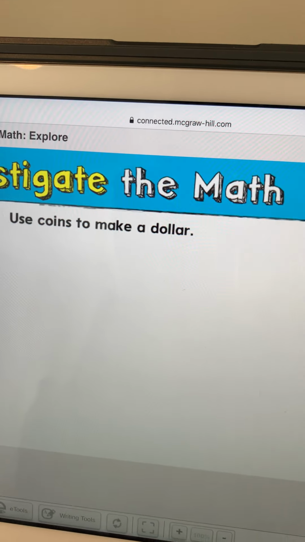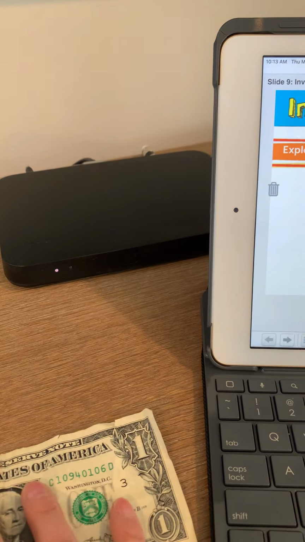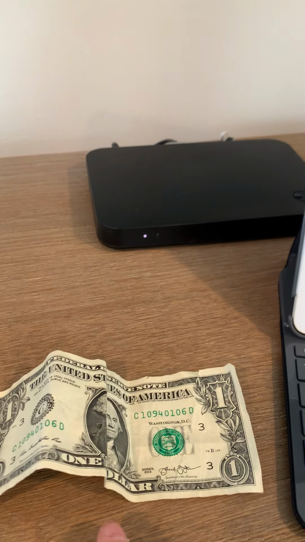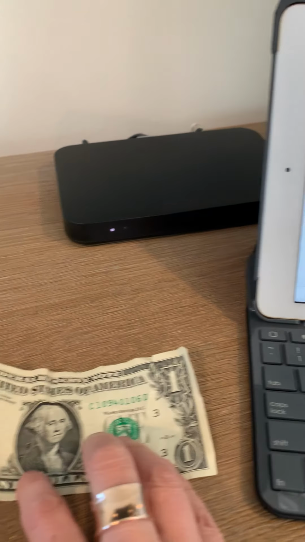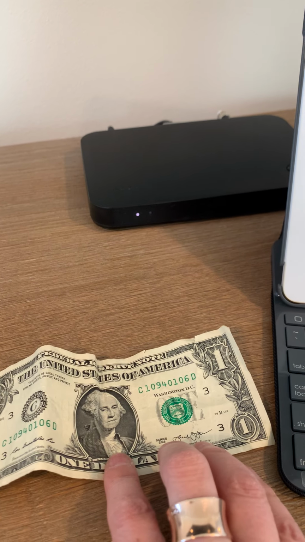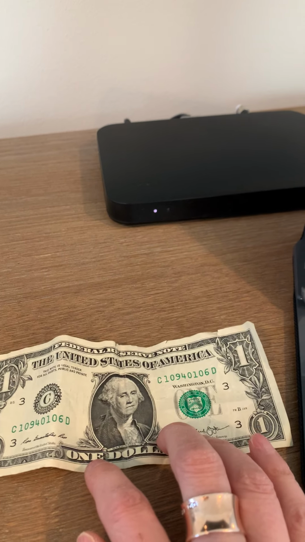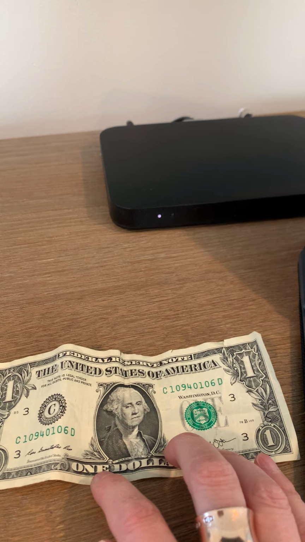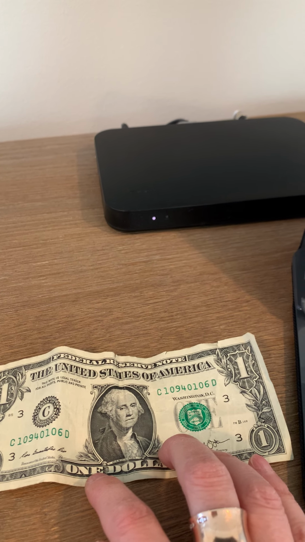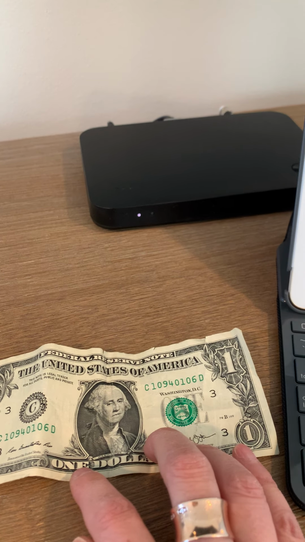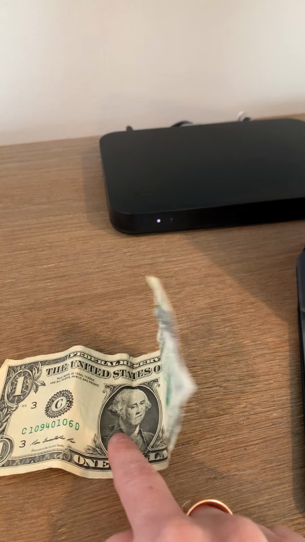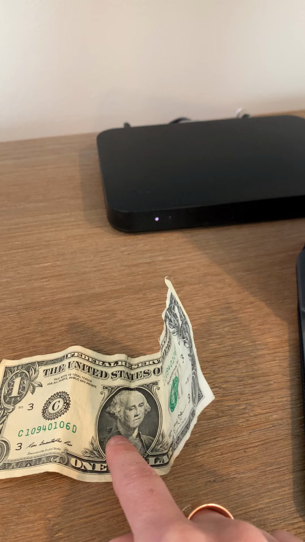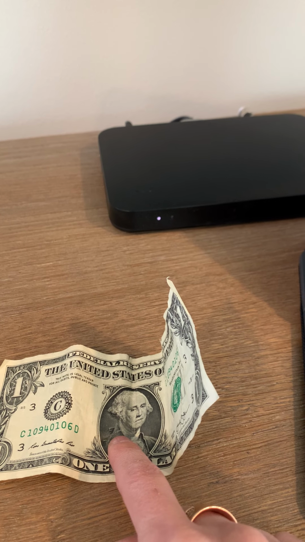I have all these coins all over. So here's my dollar bill. What do you notice about my dollar bill? Yes, if you said George Washington is on the front, you are correct. Now, who could tell me something else? What else do you notice? What's in the corner? Yes, the number 1 is on all 4 sides. So George Washington is on the front, and we have the number 1 in all the corners.